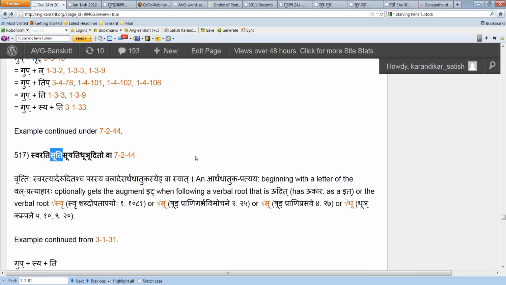Any dhatu which is udit, let's look at the vritti. Svaratyadehe uditascha. What is udit? It means a dhatu which has the long ukara as an it is udit. So following such a dhatu, the valadi pratyaya, which is ardhadhatuka pratyaya, those two conditions we just mentioned, that is the section that we are in, ardhadhatukasya valadeh.